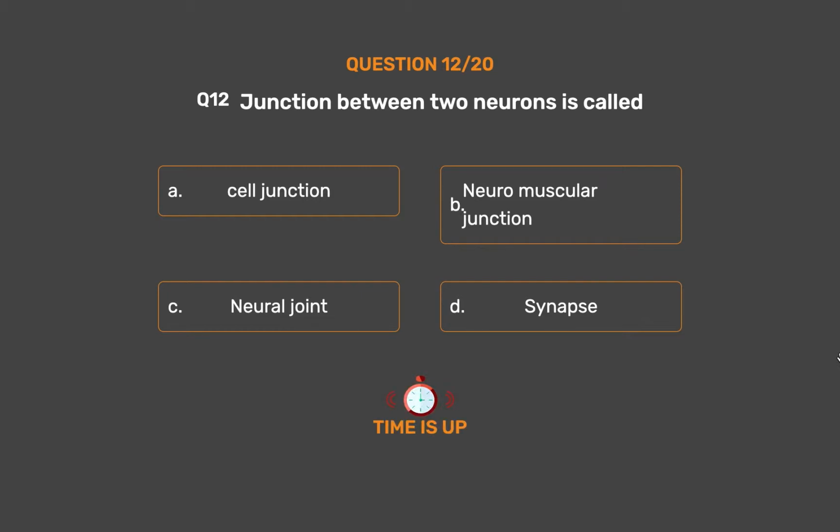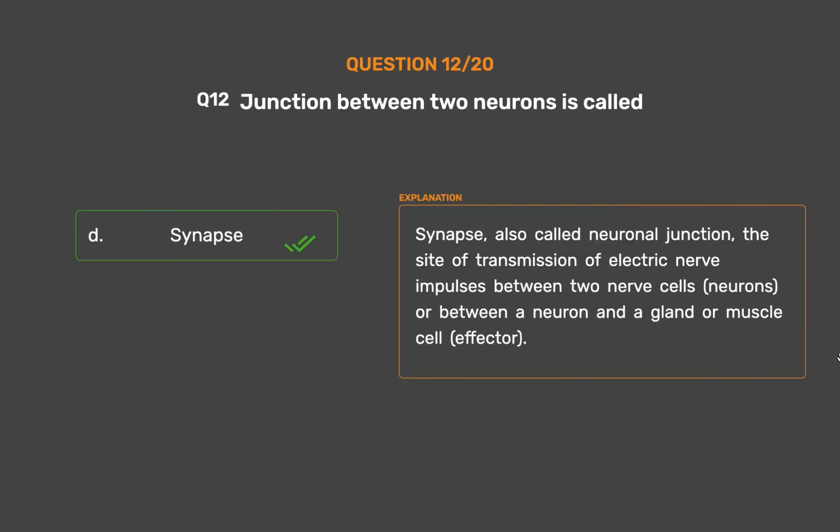The correct answer is Option D, synapse. Synapse, also called neuronal junction, the site of transmission of electric nerve impulses between two nerve cells, neurons, or between a neuron and a gland or muscle cell, effector.